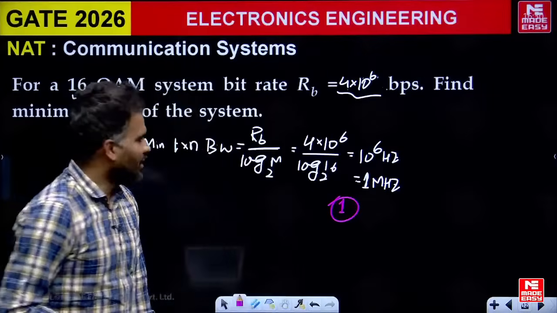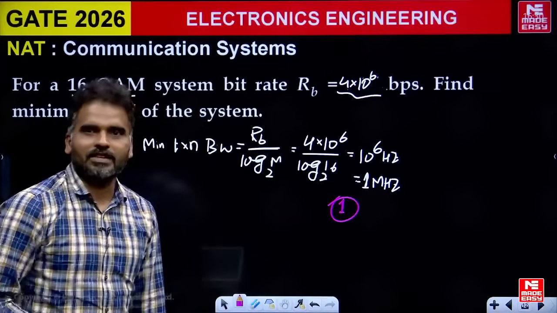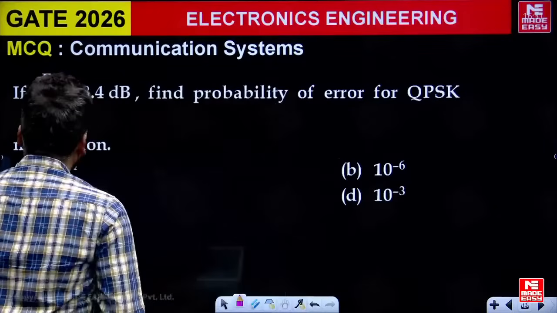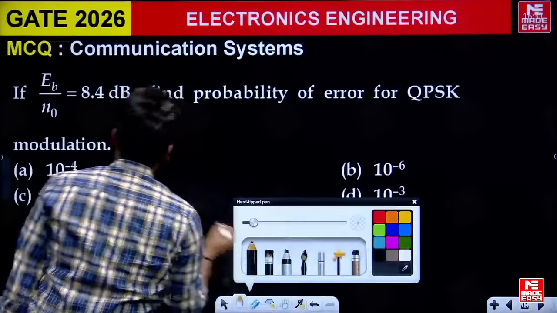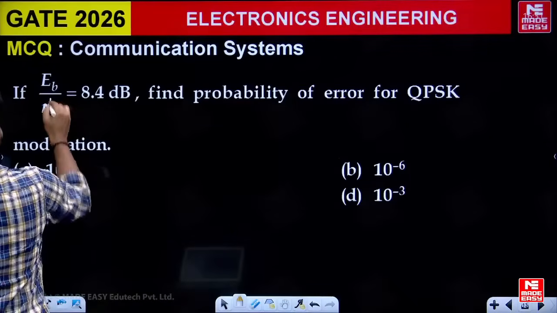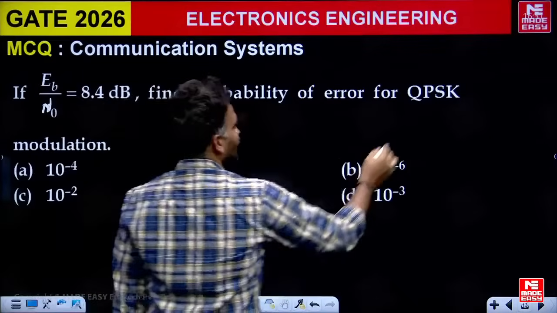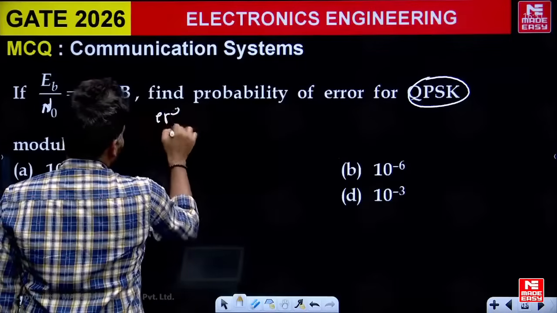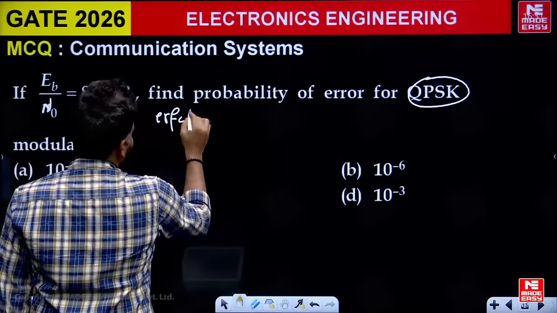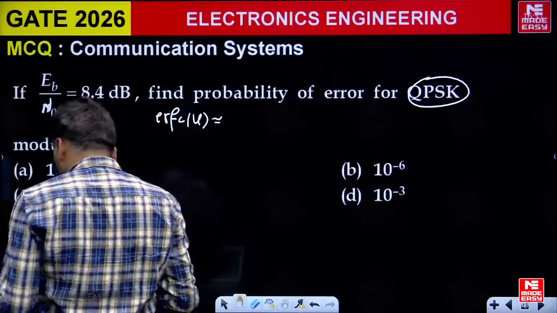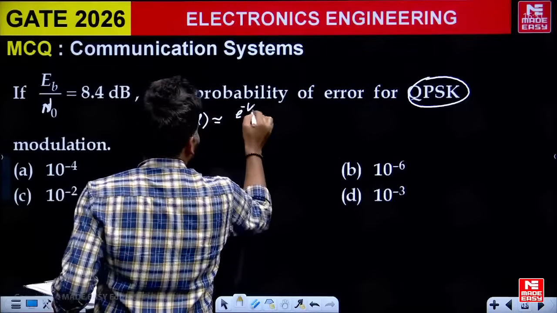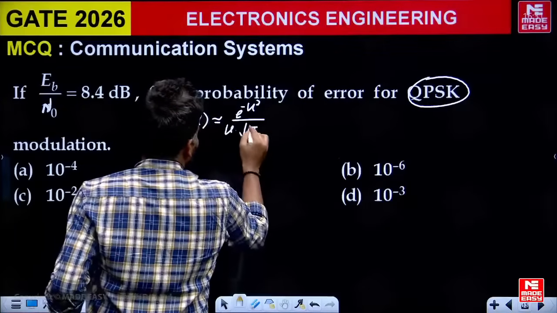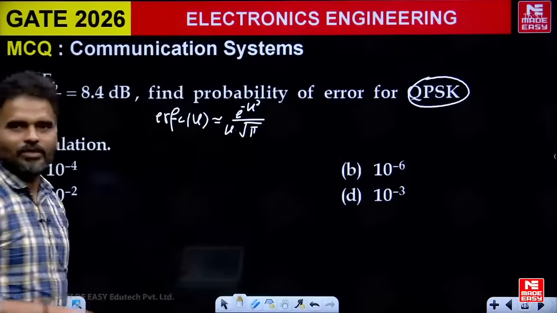I hope you have done this question. This is a pretty straightforward question. In this question, Eb upon N naught is given, and we need to find the probability of error for QPSK. In the question they have also given erfc of u, to help find the value of this: e power minus u square upon u root pi.